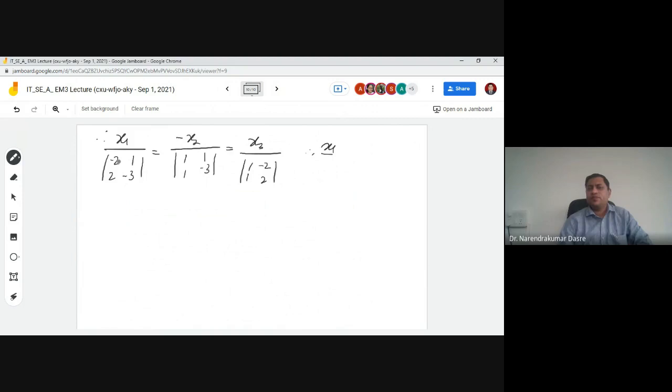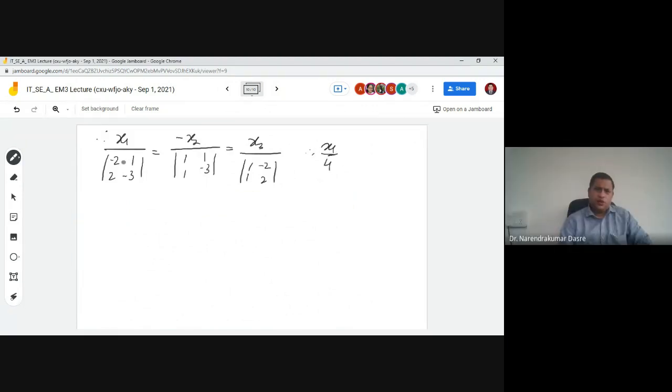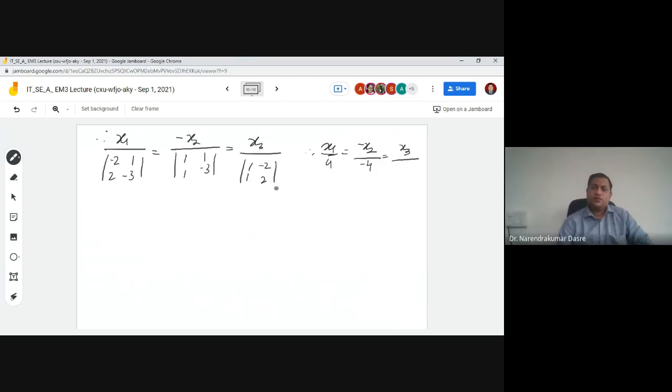So we can have x1. What is the determinant value of this? 4. 4. How? So this will be 6 minus 2, 4, right? Minus x2. What is the determinant value here? 4. 4 or minus 4? What about this thing? Again, it is going to be 4. So we can see that x3 is equal to 4.